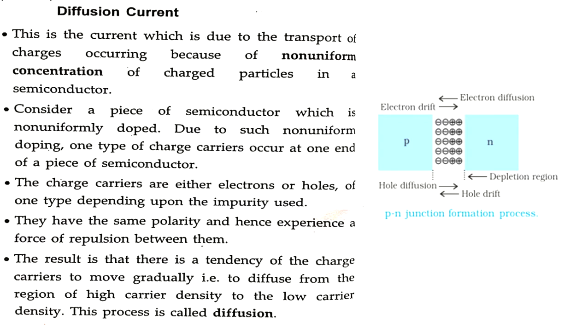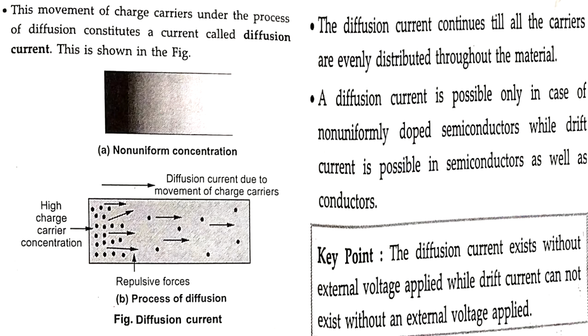And diffusion current is purely due to the non-uniform concentration of charge particles. It depends purely upon the carrier concentration, or the concentration gradient, which occurs in the semiconductor. Whenever we have a concentration variation in the semiconductor bar, there is a tendency for the carriers to flow from the high concentration area to the lower concentration area, which will produce a current called the diffusion current. So diffusion is the process of flow of charge carriers from a high carrier density region to a lower carrier density region.